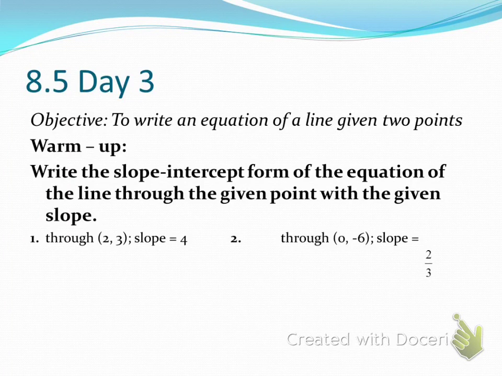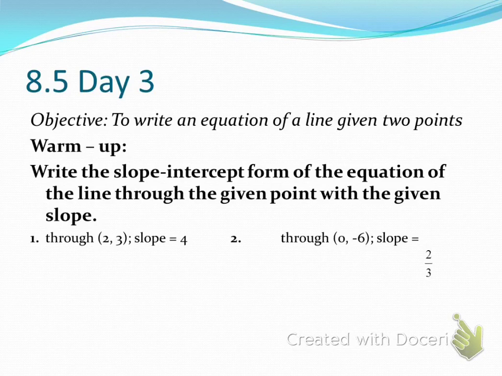Alright, today we are doing 8.5 day 3. Our objective today will be to write an equation of a line given 2 points. To warm up, we will review what we did at the end of last week. Write the slope-intercept form of the equation of the line through the given point with the given slope.